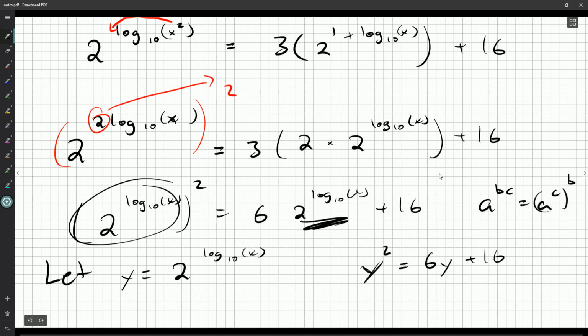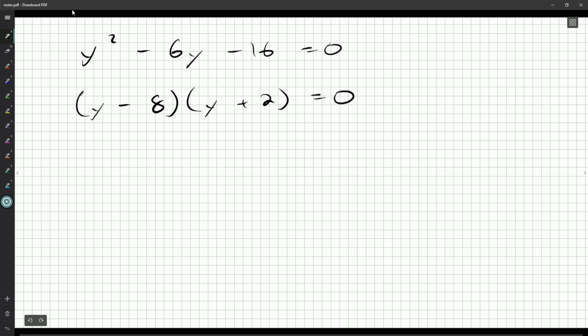And now I just have a quadratic. So I could solve that in terms of y. So y squared minus 6y minus 16 equals 0. Can we factor that? Minus 8 plus 2 should work. Okay. So y is either 8 or y is negative 2.